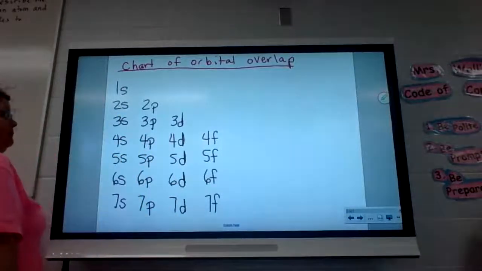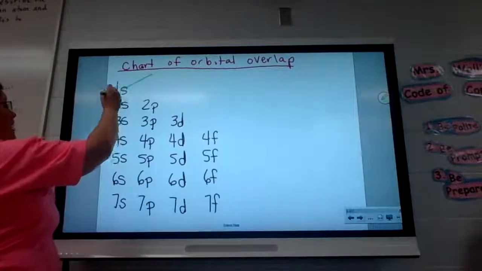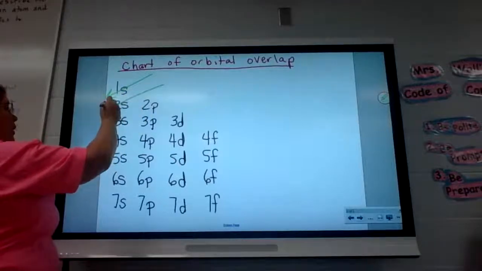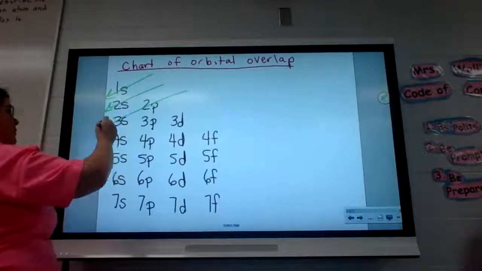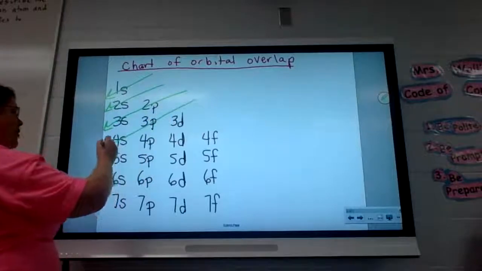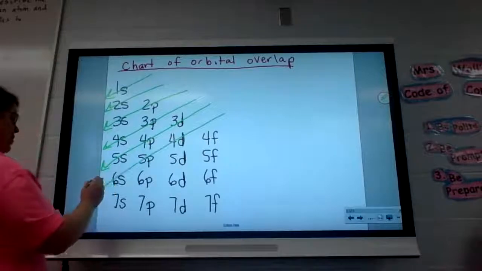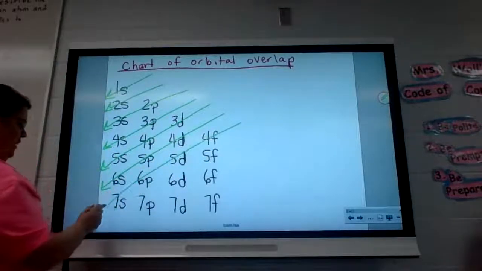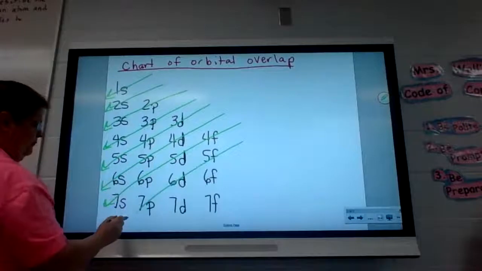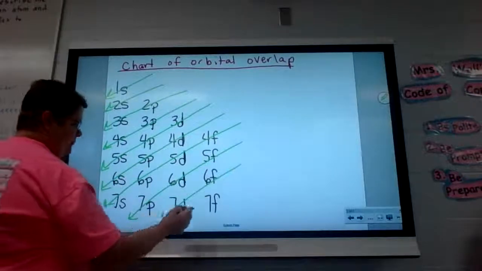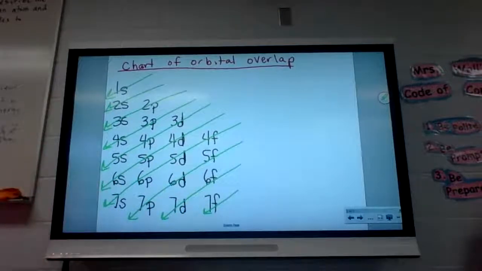All right, so you have to draw in diagonal arrows. And this is why I said lined notebook paper works best, because you can't get offline when you draw in your arrows. The first two just have an arrow to themselves. 1S and 2S are only them. Then 2P and 3S.